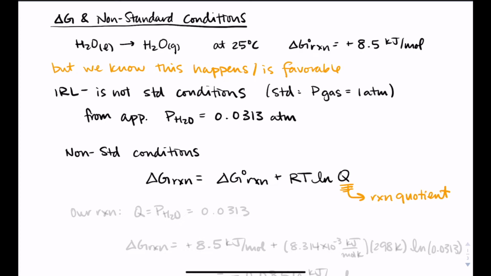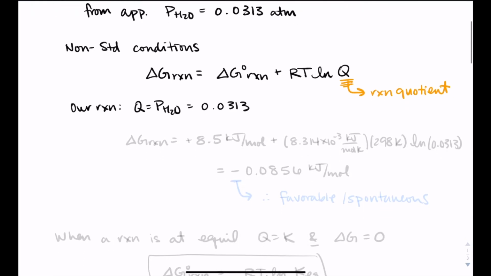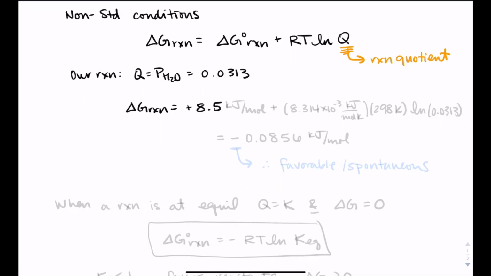So in our reaction, to find our non-standard delta G, we have our standard delta G, which is the positive 8.5 kilojoules per mole, plus RT. Notice the version of R that I'm using is the 8.314, and I have it as 8.314 times 10 to the minus third, so that my units match. I'm at 25 degrees, so 298 K times the natural log of, I've just got the pressure in here, but go back and look at the reaction and convince yourself that Q is just equal to the pressure of the gas.